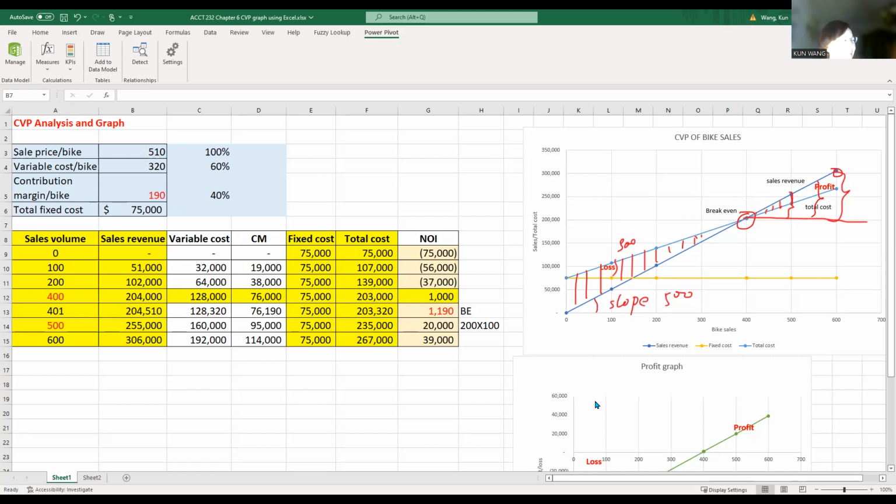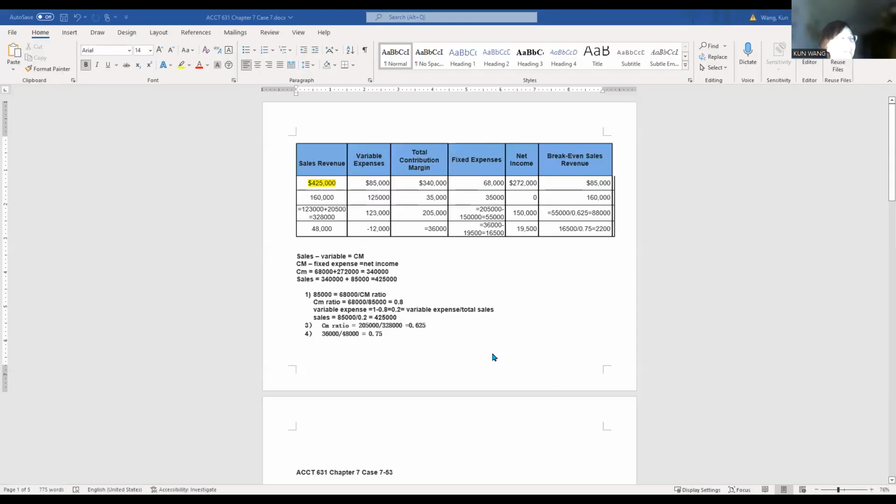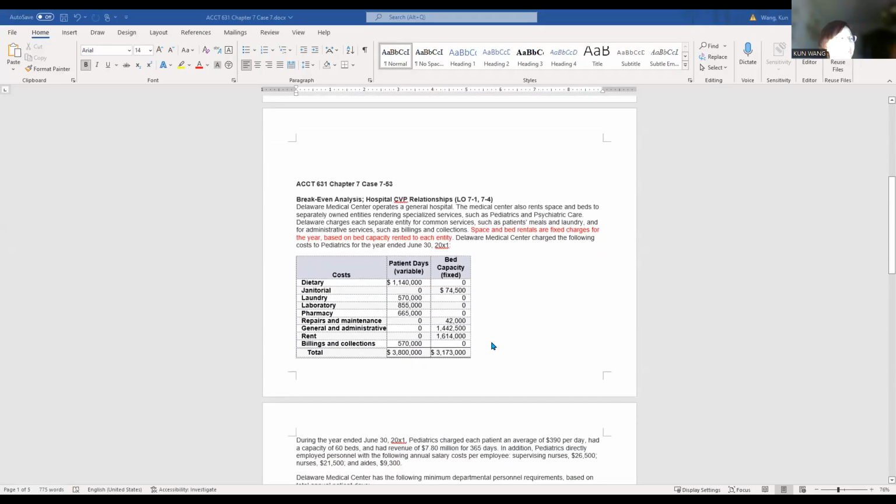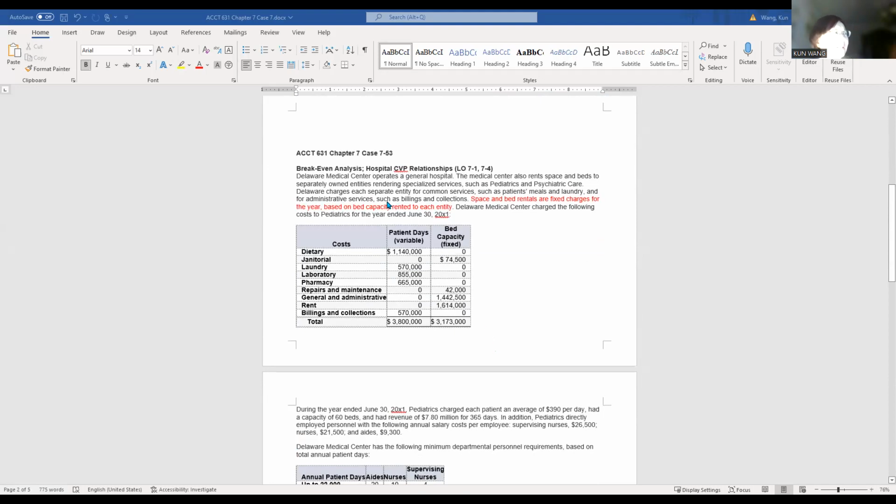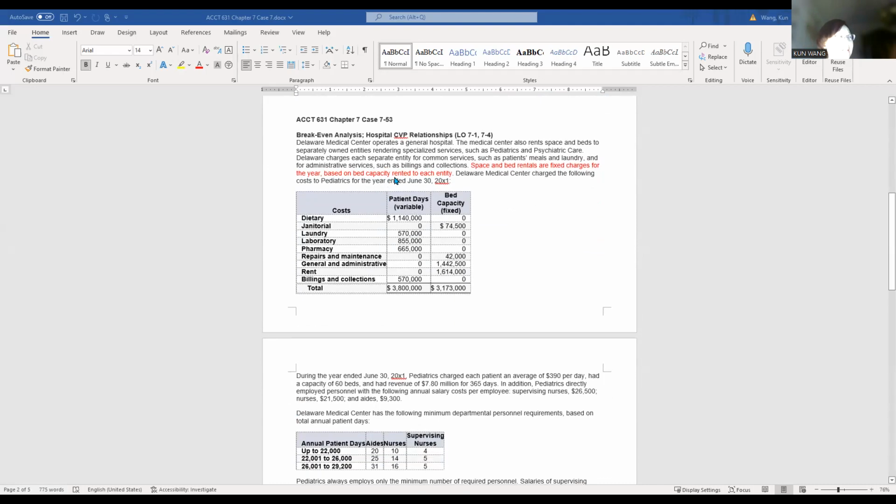Okay, finally, let me go into here. We have just 10 minutes or so. I'm going back to this original Word document. There is a case, a problem in chapter 7. I didn't assign this as homework, but I will explain it briefly, and if you have interest, you can dig more later.